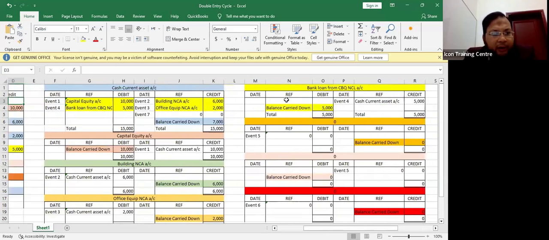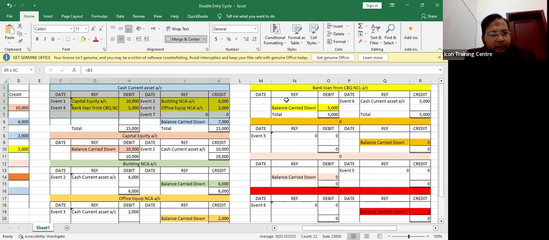Now, again, look at balancing the account, which is very important. In event one, cash was increasing by 10,000, and the reason was that capital was coming into the business. In event two, we record cash on the credit side, 6,000, and the reason was we purchased a building. In event 3, again we record cash on the credit side, 2,000, because we purchased office equipment. Now cash is increasing by 5,000, but the source of the cash is the bank loan. We have taken a bank loan from CBQ, $5,000.